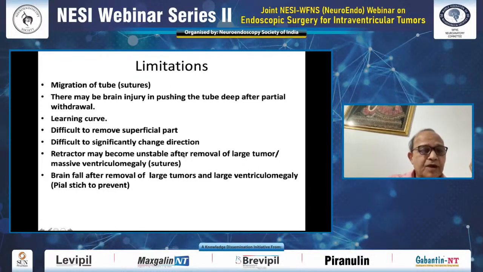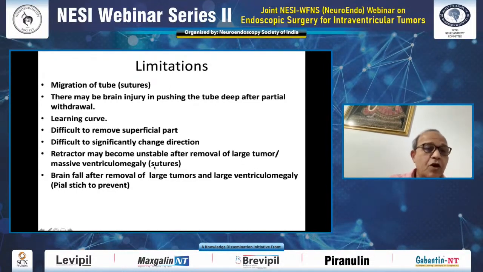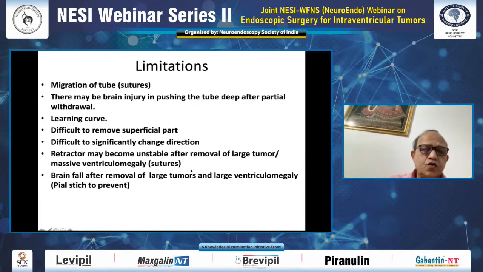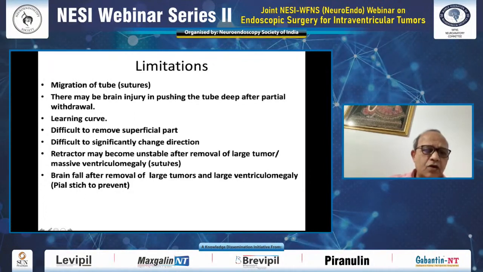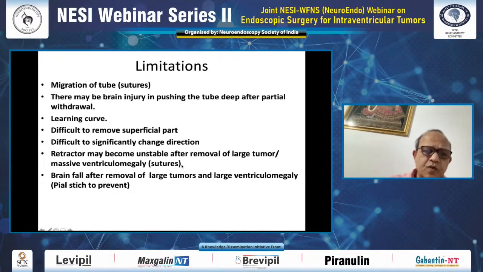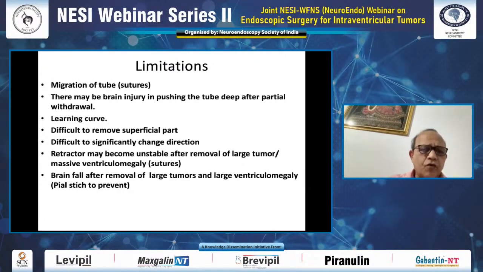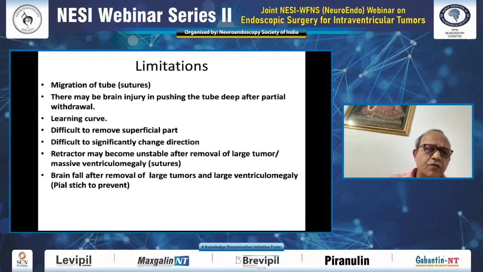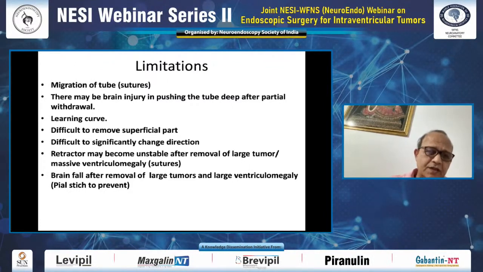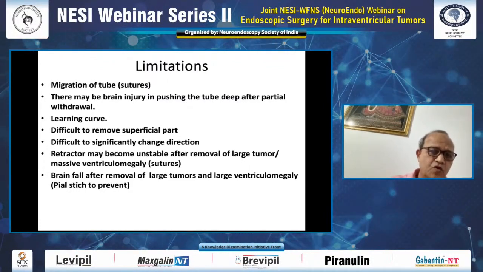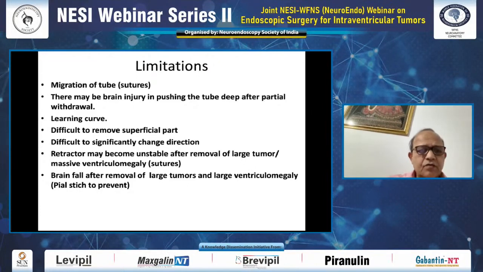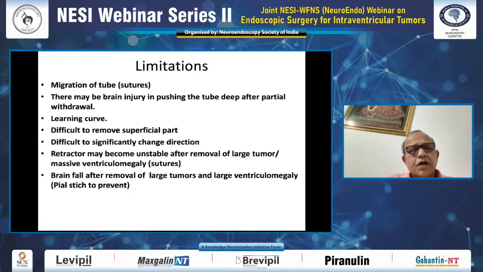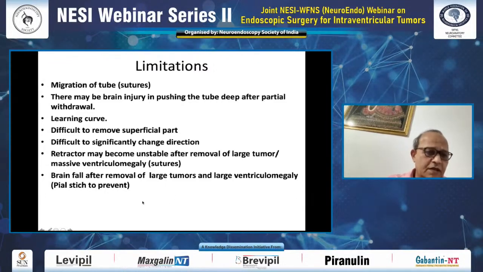The retractor can become unstable if there's a large tumor or huge ventriculomegaly. In those cases, use pile sutures, and also use sutures so that it does not fall to one side or the other, and use a larger size tube when a big tumor has been removed. Initially we use a 2 centimeter or 1.5 centimeter tube. Later on you can use a 2.5 centimeter diameter tube.